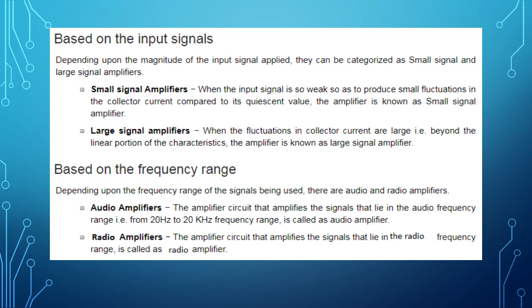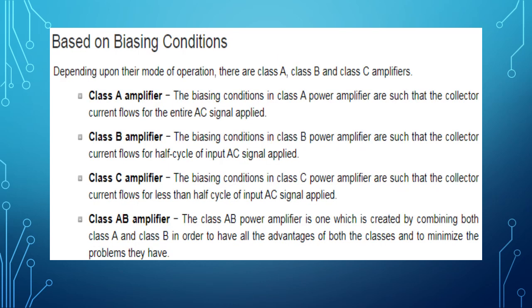Now, based on the biasing conditions, there are the class A amplifier, class B amplifier, class C amplifier and class AB amplifier. These amplifiers are also called power amplifiers or large signal amplifiers.